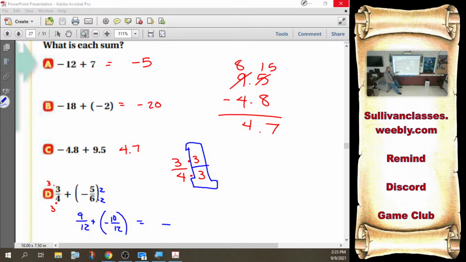And if you have 9 waffles plus negative 10 waffles, you owe me a waffle. 9/12 plus negative 10/12 is negative 1/12. You can either call it a negative 1 over 12, or you can say a negative 1/12. Because this one says negative 1 divided by 12. Well, that will be a negative 1/12.